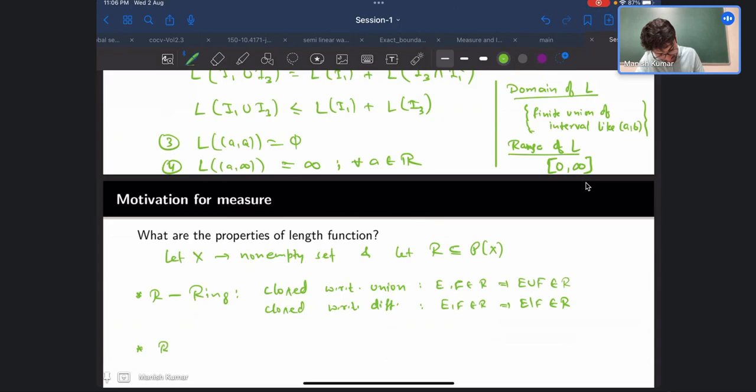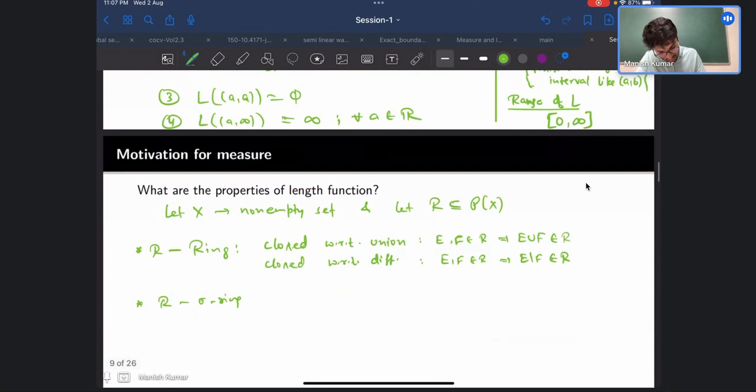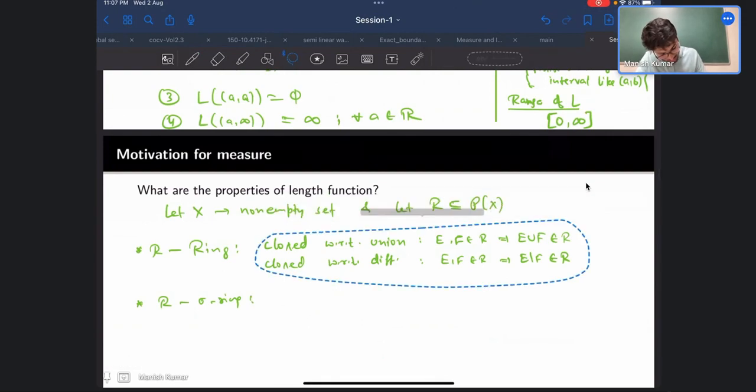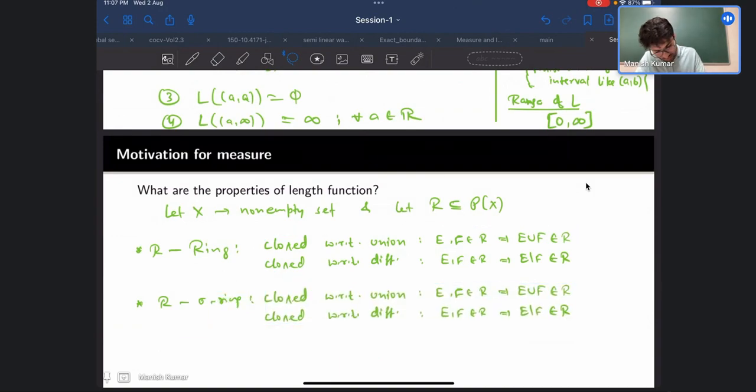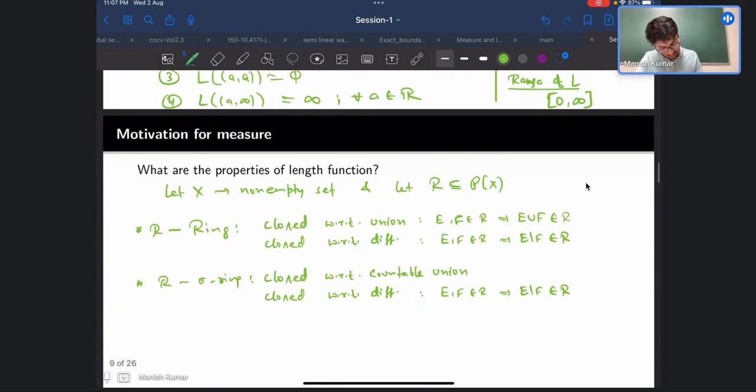And R is a sigma ring if it satisfies the same property. Let me just copy this. So what will be the difference? The difference is that here it will be a countable union. That is, if we have E1, E2, E3, and so on, then the union of all those sets will also be in R if each one of them is in R. So this is the definition.